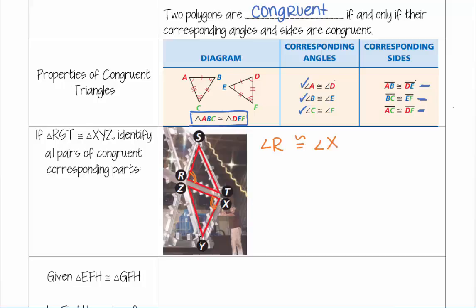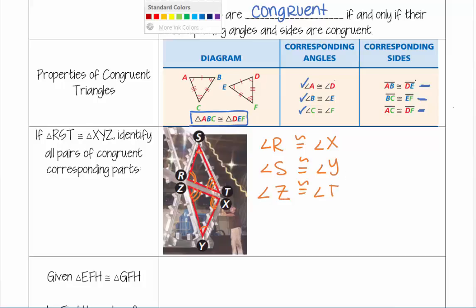Now the thing about this is, if you just look at the picture, we don't really know what's congruent. We got to go by the words here. So the ones in the middle are S and Y. Those are congruent. And then finally, the last one is T and Z. Those have to be congruent.